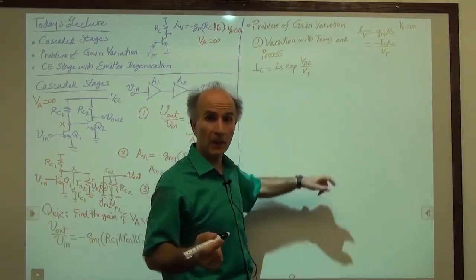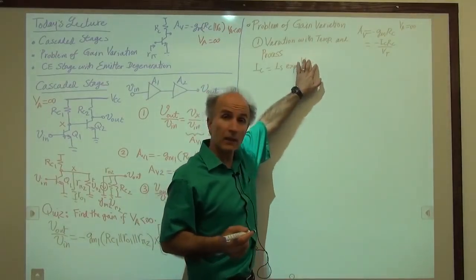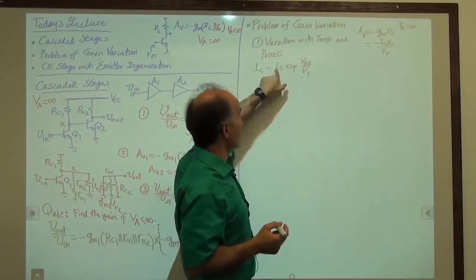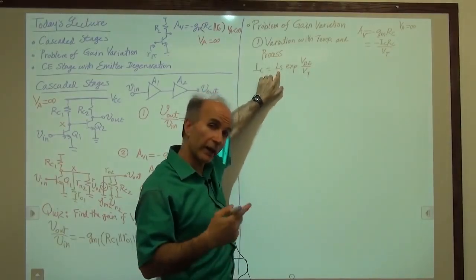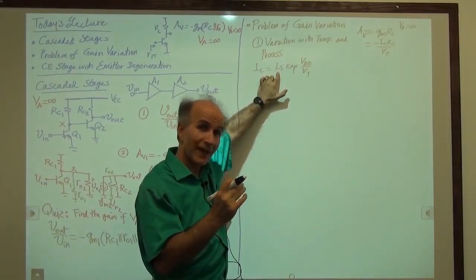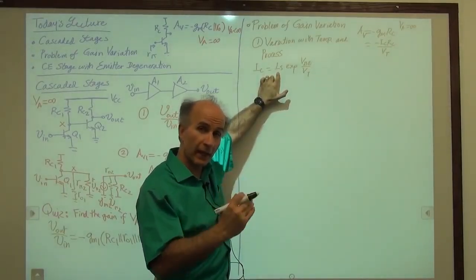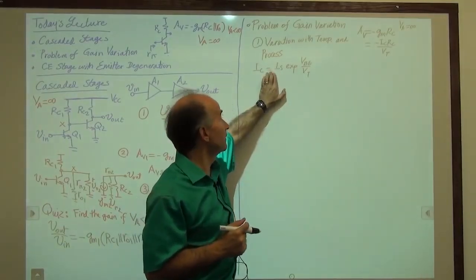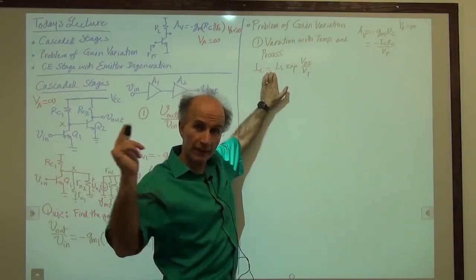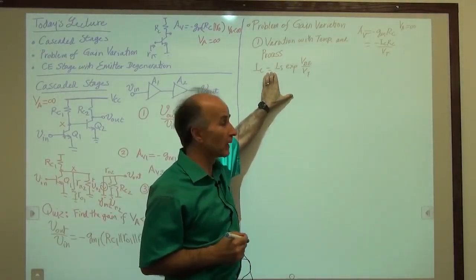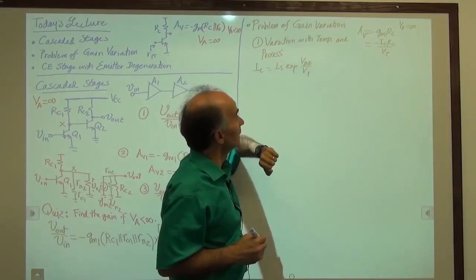So if VBE is constant, magically, then still VT is a function of temperature and IS is a function of temperature. If you remember, IS was proportional to the junction area. It was also proportional to Ni squared, and Ni squared itself is a function of temperature. So IC varies with temperature. You go to Helsinki, you go to Saudi Arabia, the gain changes. That's what we call temperature variation.